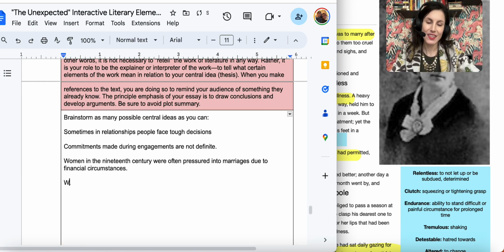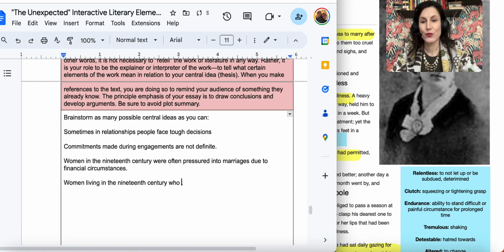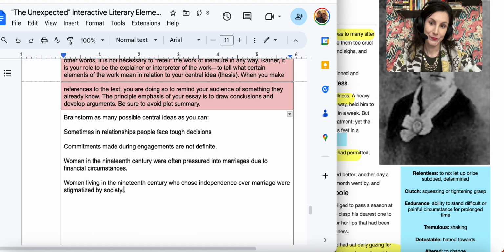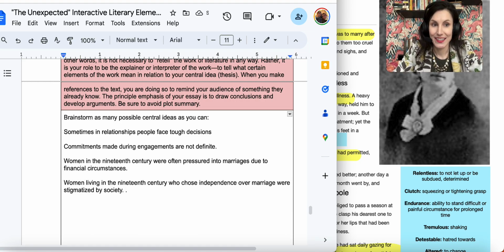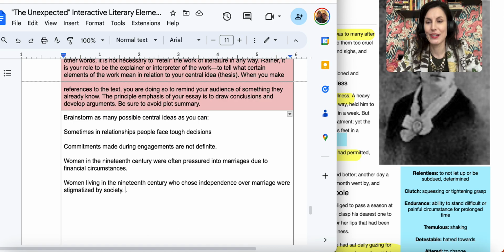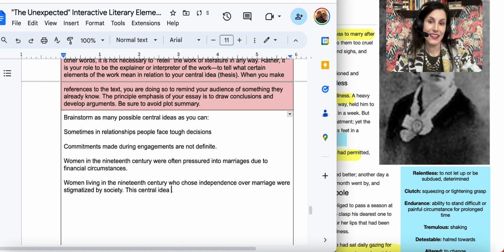So I will say women living in the 19th century who chose independence over marriage were stigmatized by society. And for our literary element that best develops this, I just said it. Well, probably the conflict, Dorothea's internal conflict about whether or not to marry Randall, even though he's sick. So we'll say this central idea is developed through Chopin's use of conflict.